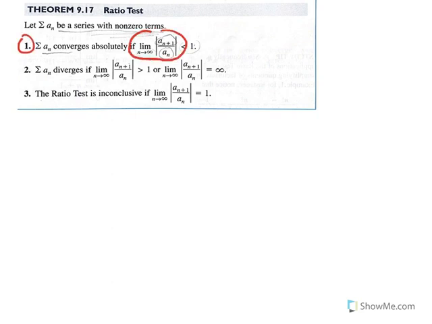And you have 1, 2, and 3 from the ratio test. And in all of them, you're finding the same limit. So you always find the same limit. But depending on the value of the limit, you will reach different conclusions using the ratio test.